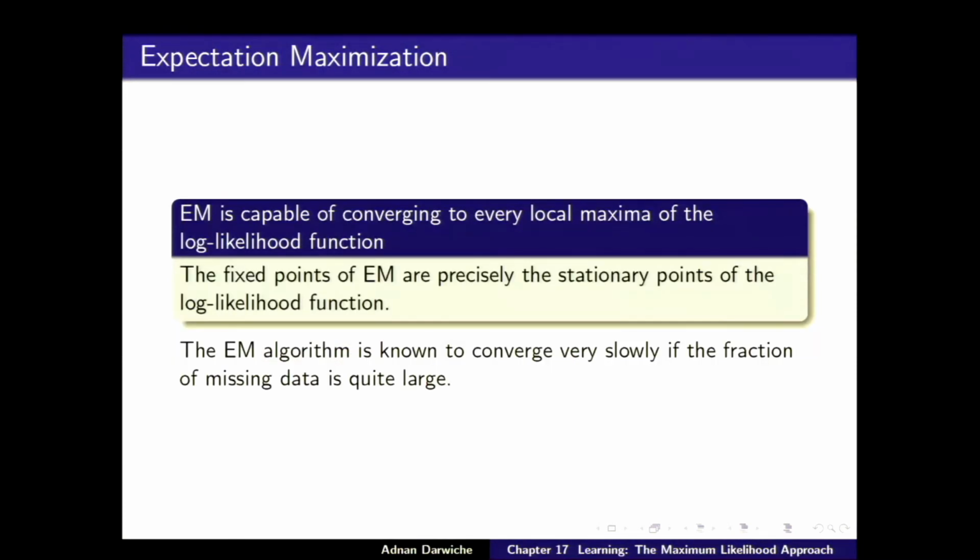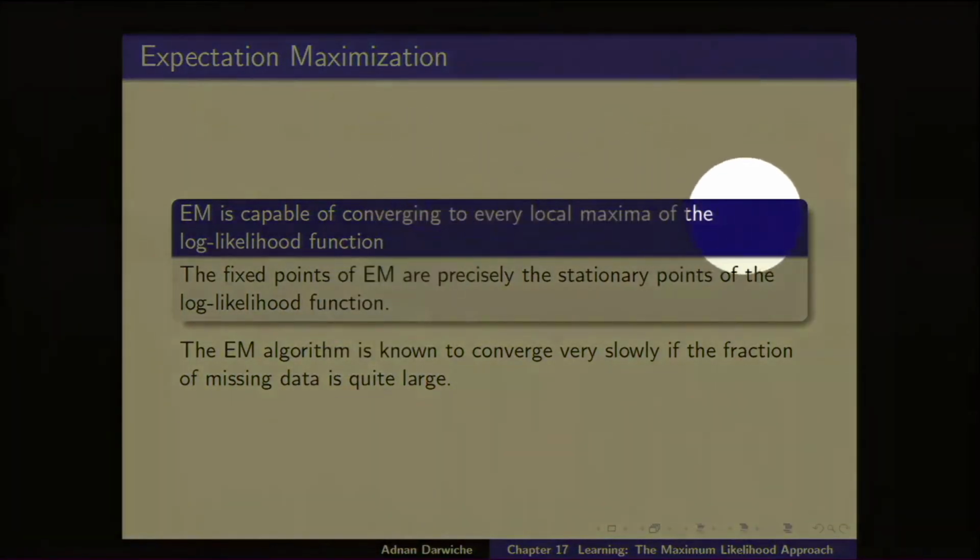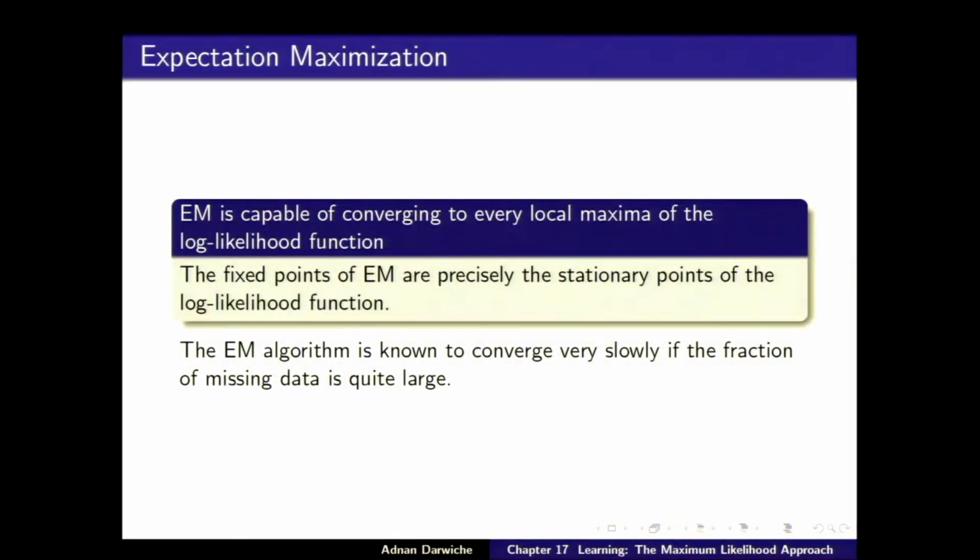And here's a couple of other observations about EM. EM is capable of converging to every local maxima of the log likelihood. Local maxima, right? And the fixed points of EM are precisely the stationary points of the log likelihood. The EM algorithm is known to converge very slowly if the fraction is quite large. So you get local maxima from this, not global.